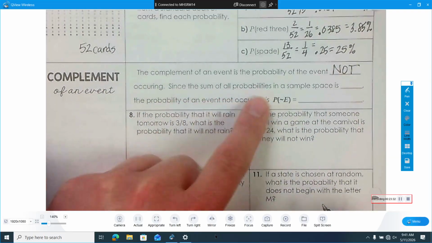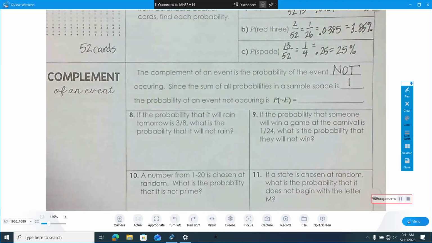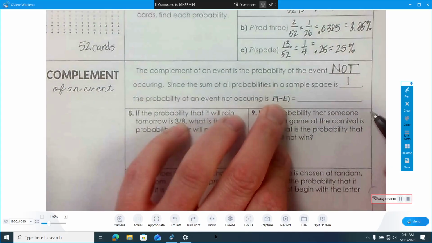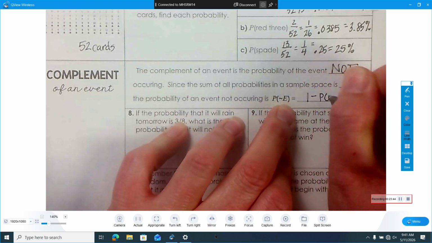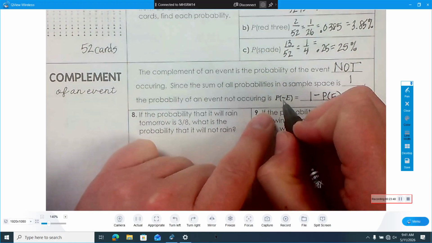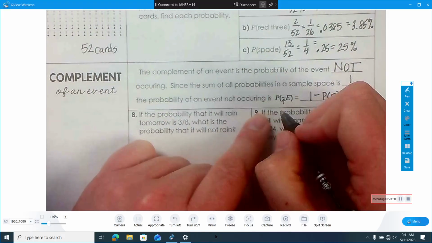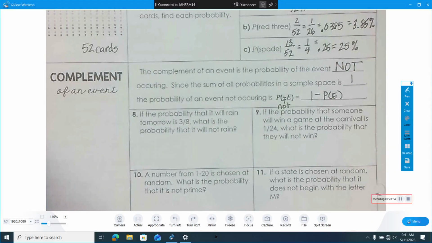Since the sum of all probabilities in a sample space is 1, the probability of an event not occurring is 1 minus the probability of it occurring. This little symbol, this little squiggle, that is the word not. There are lots of ways to calculate this, but we can do it both ways.